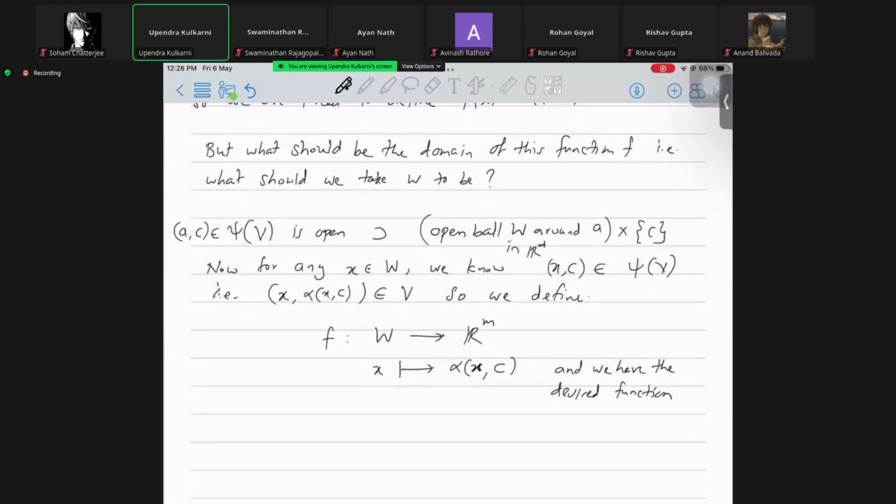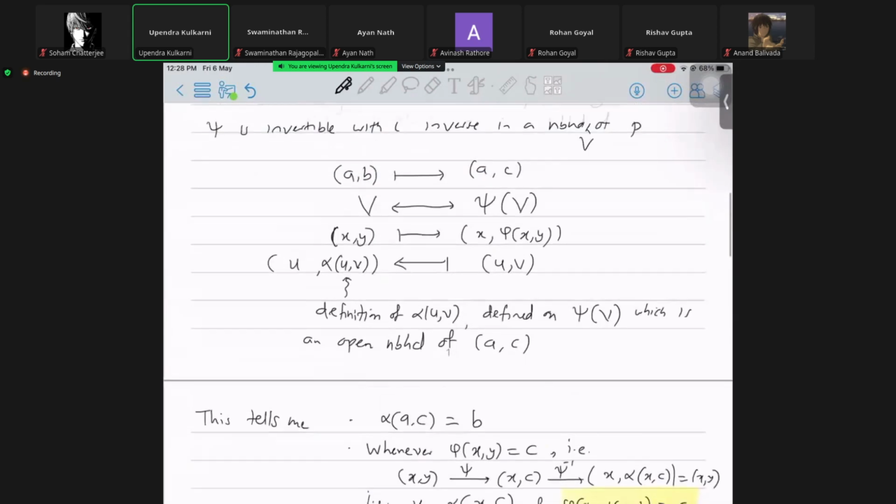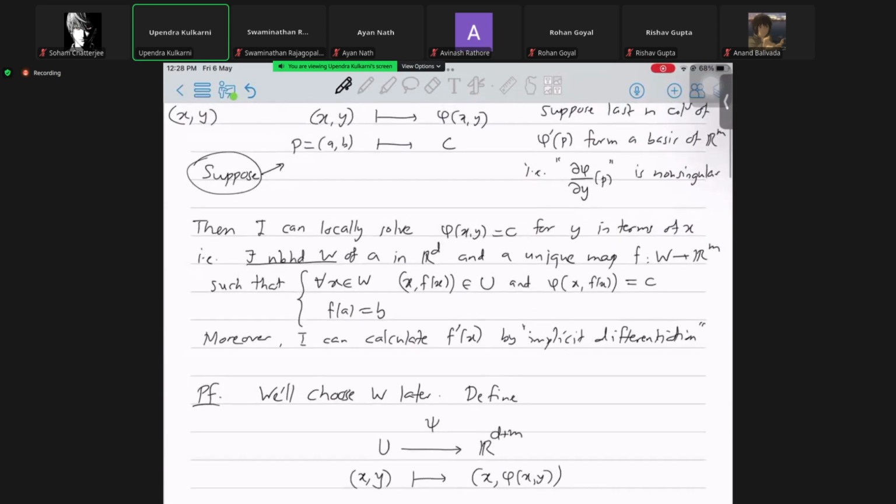So the next point is uniqueness. Oh, okay. So one more thing. How about this function f being C^1? I think that's also, and unique. I should really have said that C^1.